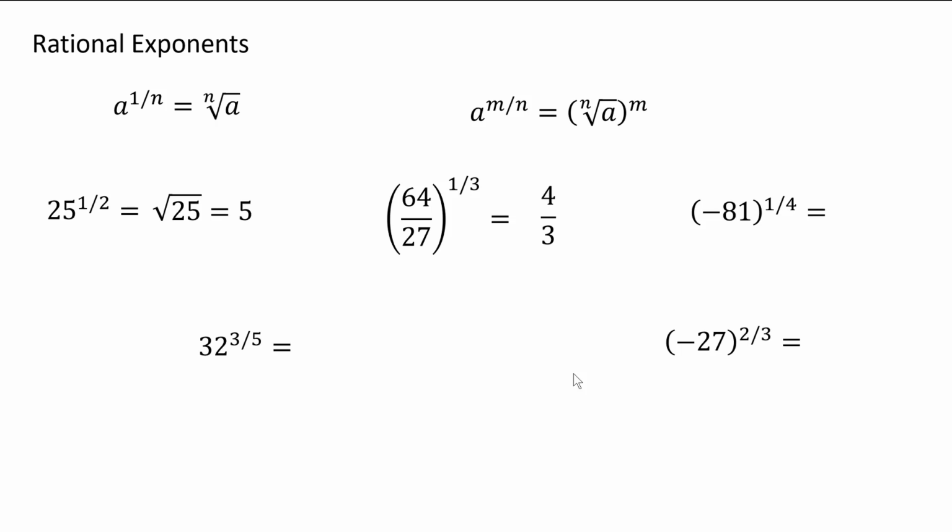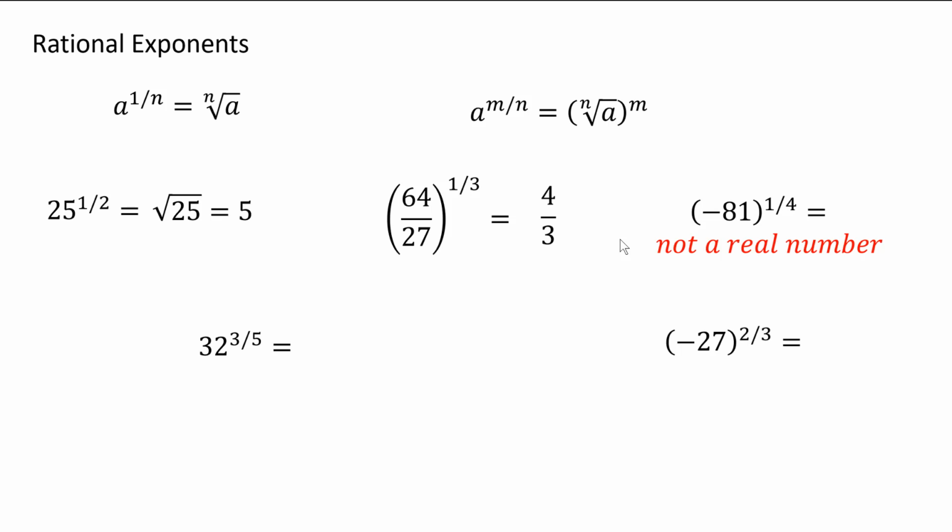You got -81 to the 1/4. That means the number you can multiply by itself 4 times to get -81. And we just said that if the root, which in this case is 4, is even, you can't get a negative number, because an even number of factors will always give you something positive. So this is not a real number. There is no number that is the fourth root of -81. There's no real number that's the fourth root of -81.